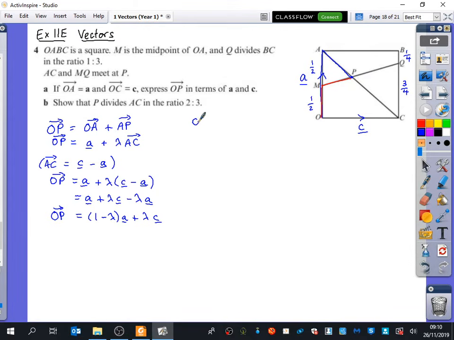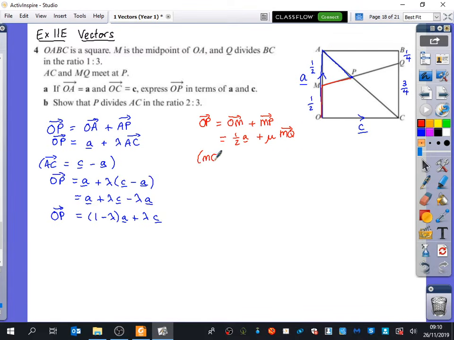So our vector that we're going to look for this time, which is we're trying to do the vector OP, we do that by going from O to M plus M to P. Right, well, do we know what OM is? Yeah, OM is a half A because it's halfway up that bit that we've got there. And MP, well, we don't know what MP is, but we know that it's some fraction of MQ. So I'm going to say that it is some fraction, which is my little letter mu there, some fraction of MQ.